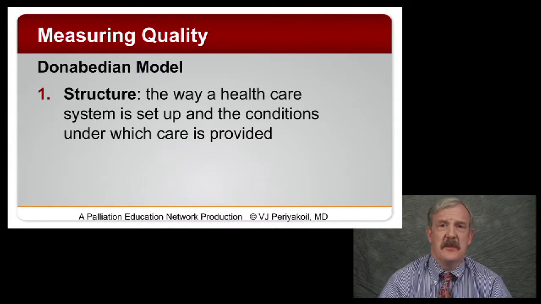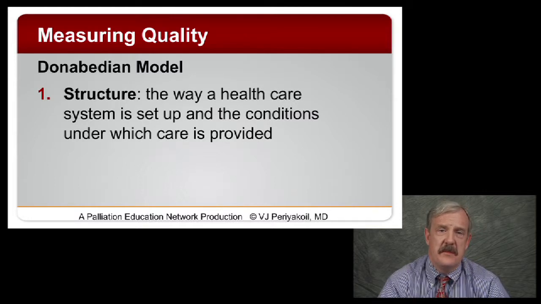And this is a nice, simple model when you're thinking about what it is you're trying to improve within the system. The first level is called structure, the way a healthcare system is set up and the conditions under which care is provided. An example of a structural measure would be, do you have an electronic medical record or not? That's part of the structure of a healthcare system.